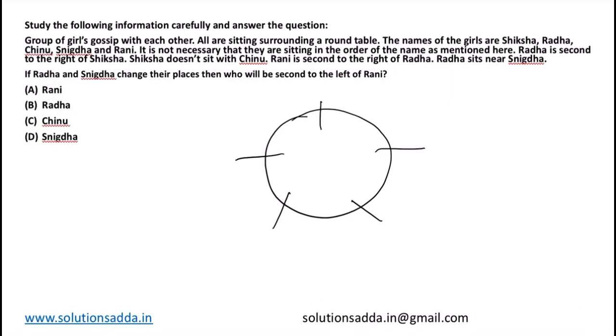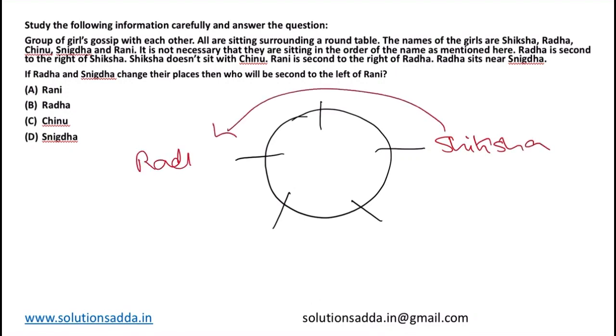Radha is second to the right of Siksha. First we'll fix a place for Siksha. Radha is second to the right and hence Radha comes here. Siksha doesn't sit with Chinu. Hence neither to the left nor right of Siksha will Chinu be there. So the only place left for Chinu is this. Rani is second to the right of Radha. So second to the right of Radha is Rani. The last place that is left is for Snigdha.